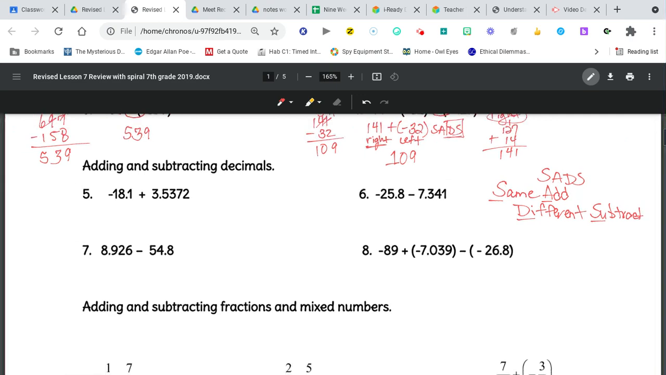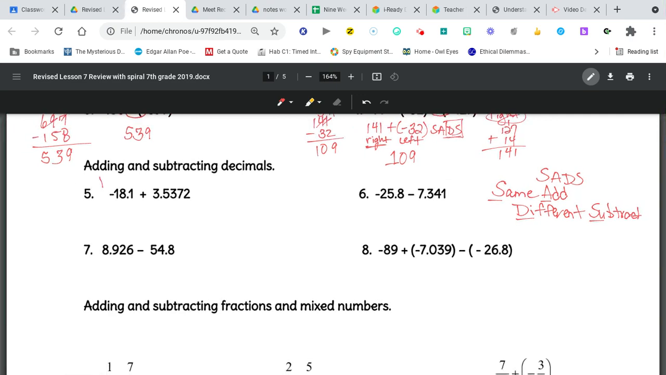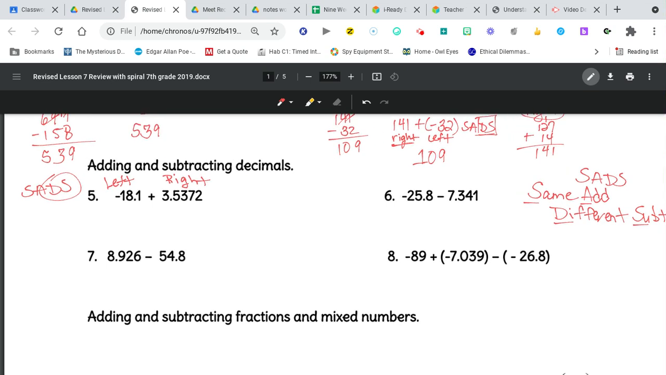All right, so let's take a look at number 5. Number 5, 18 and 1/10 goes to the left. 3 and 5,372 10,000s goes to the right. These go in different directions, so I'm going to subtract. Okay. But now when you're adding and subtracting decimals, you must line the decimal up. And if you don't see a decimal in a whole number, then you add it to the end. But we'll talk about that on number 8.